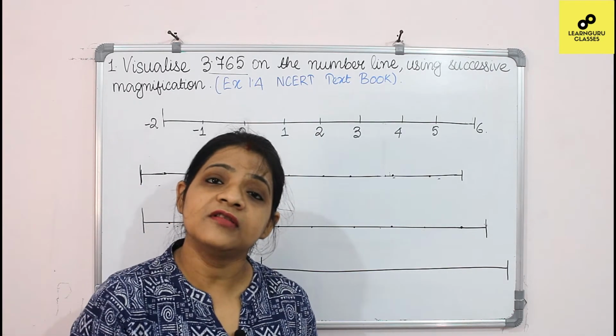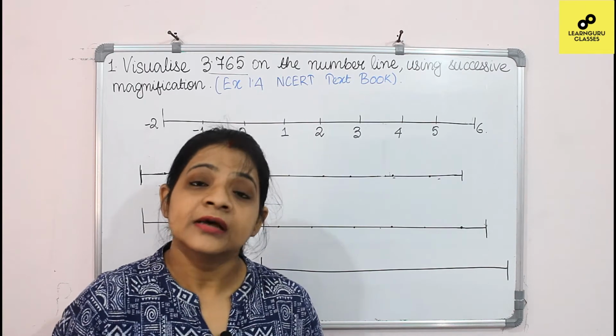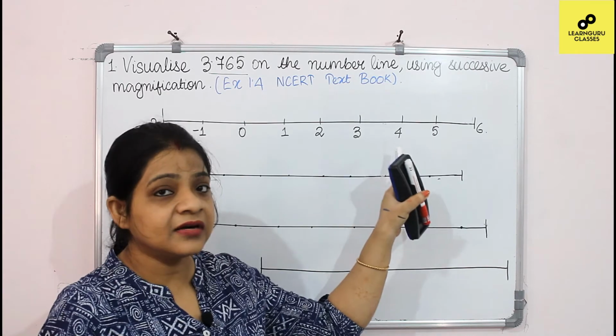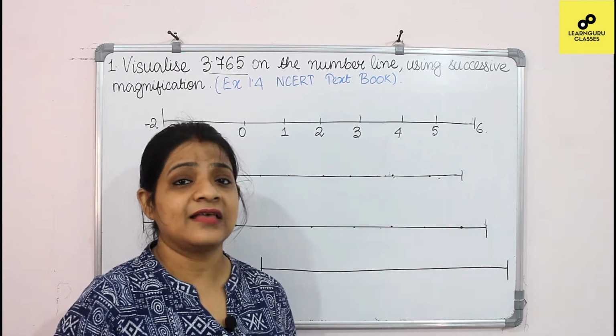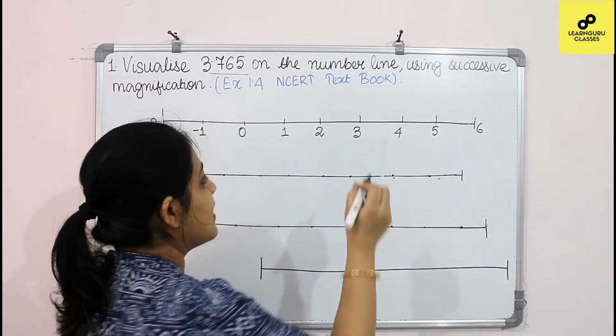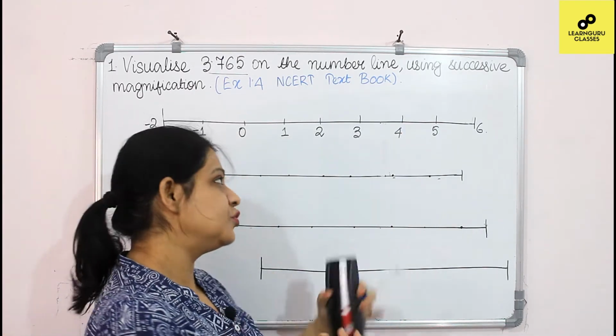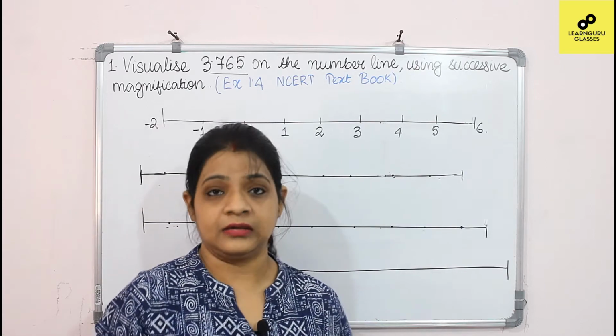So 3.765 is a number that is greater than 3. Yes, you agree, it is greater than 3, but it is less than 4. So it will lie somewhere here. Let us approximately assume that it will lie somewhere here.